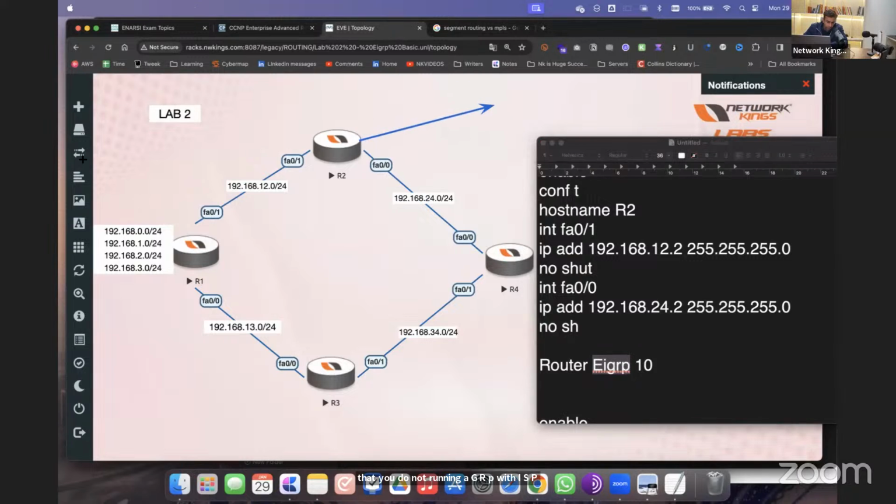Because if you have an ISP, अगर आपके पास कोई ISP है, let's say Airtel in India, you will not run EIGRP with Airtel. There we only use one protocol, that is BGP. Or maybe you can use default routing, but here we will not use EIGRP. Okay, so I hope you understand.